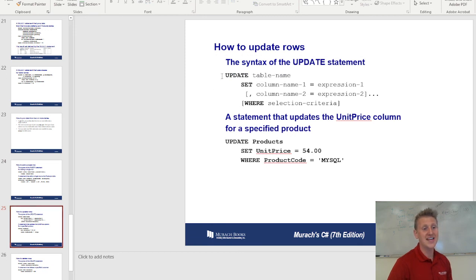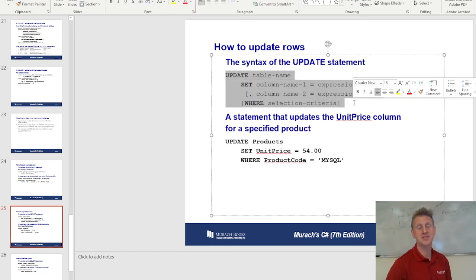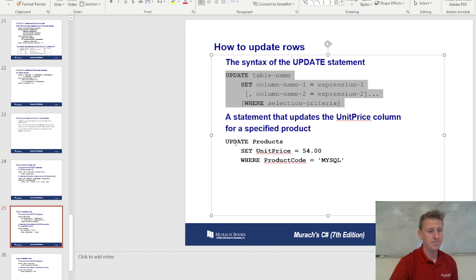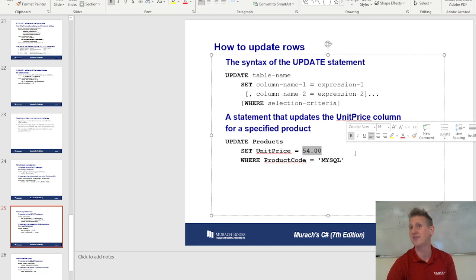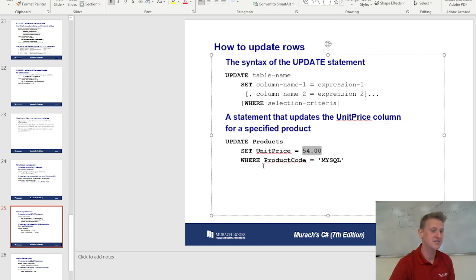When information is in the table, you might want to update a customer. So the customer name changes, right? You might want to update a customer. In this case, we're updating a products table, and we're modifying the unit price to $54 where the product code is MySQL. Maybe this is a book, a MySQL book, and we're changing the price to $54. It was $50, now it's $54. Inflation is high.